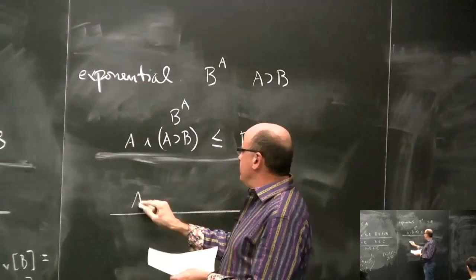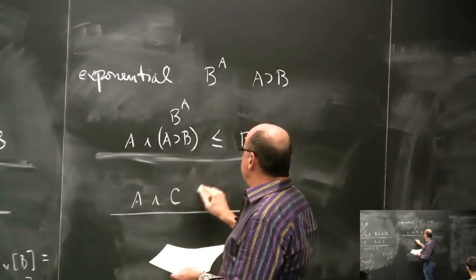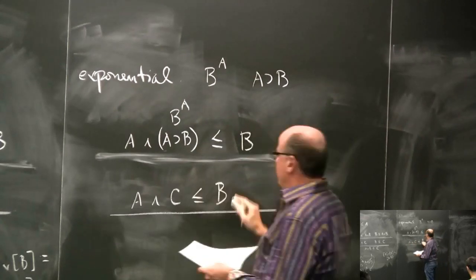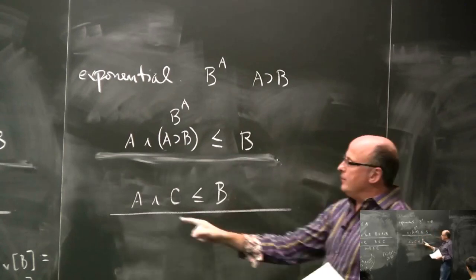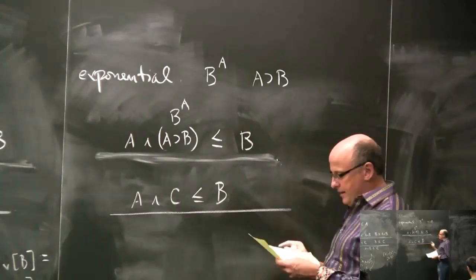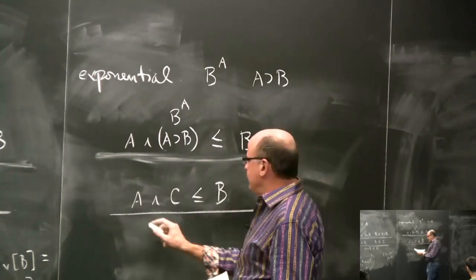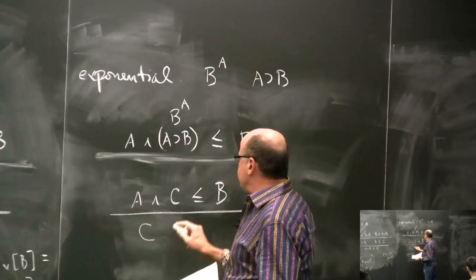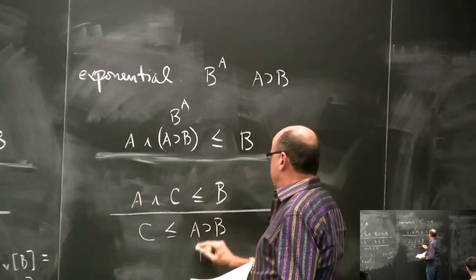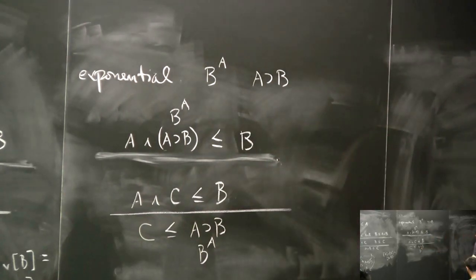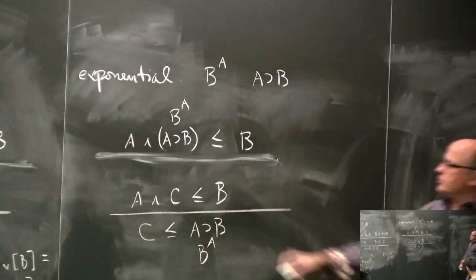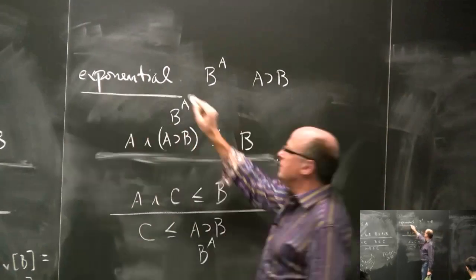So the idea is if we have A and C is less than or equal to B, which is another thing that seems to behave like an exponential, because when conjoined with A it gives me B, what I want to say is C is less than or equal to A implies B, or B to the A, however you like to write it. That's the universal condition. And this is the notion of an exponential object.